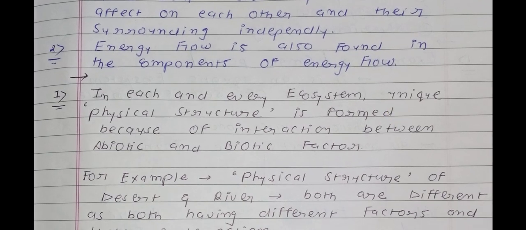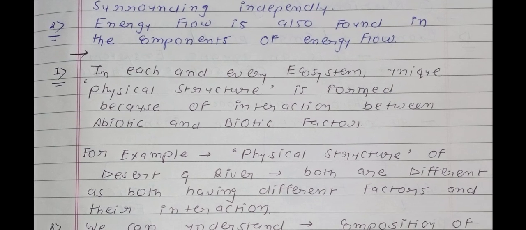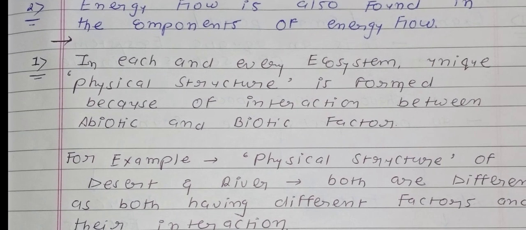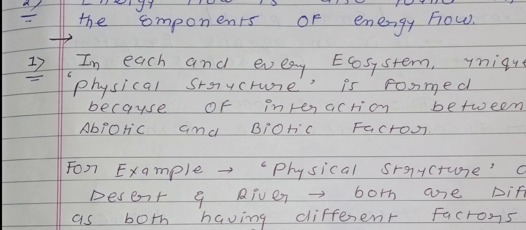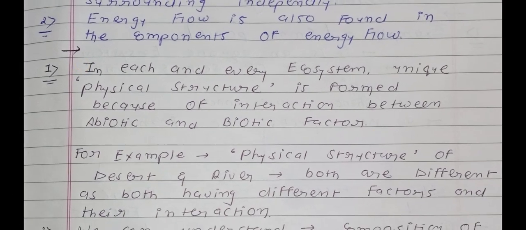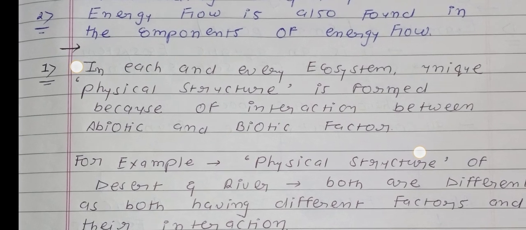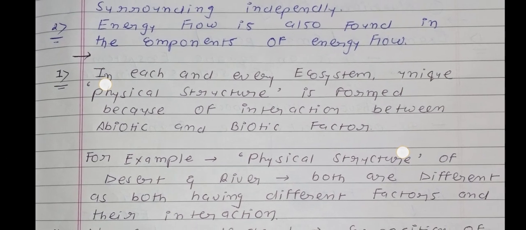Now see the next concept. In each and every ecosystem, some unique physical structure will be formed. So now we have a new important word, which is the physical structure, because of the interaction found between abiotic as well as biotic factors. Now see how this unique physical structure will be formed because of interaction. If there is interaction between abiotic and biotic factors, then a unique physical structure will be formed.